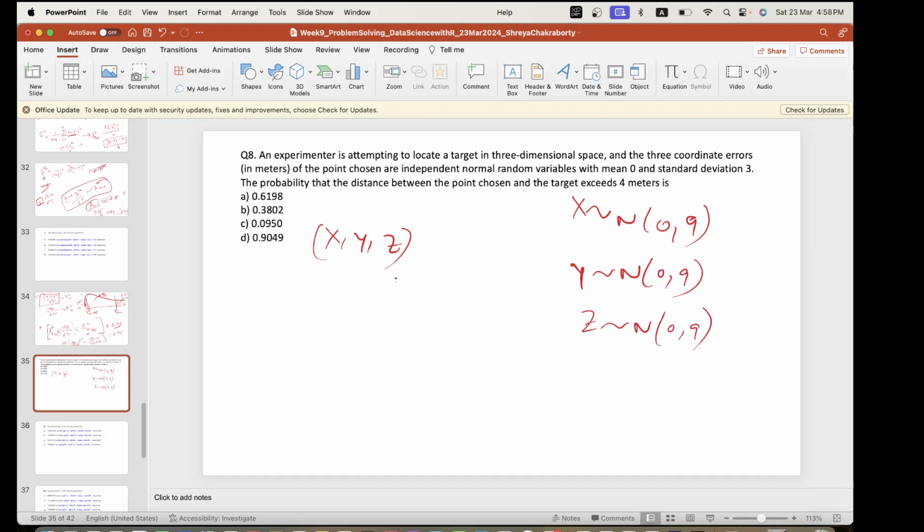Now in order to represent a 3D, x, y and z, you need 3 independent variables. Alright, so now let's say you are choosing some point here.